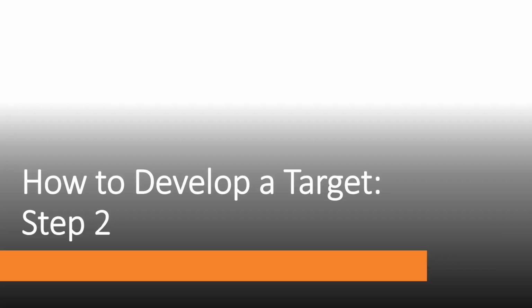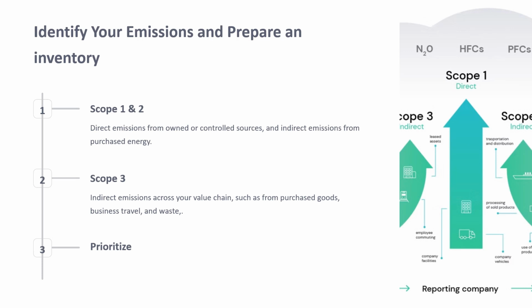So how do you develop a target? This is more like closing in on step two, developing a target. First of all, identify your emissions and prepare an emissions inventory. If you're not very familiar with the different categories of emissions, please check out my YouTube videos on scope 1, 2, 3 emissions to understand what each of these emissions are.